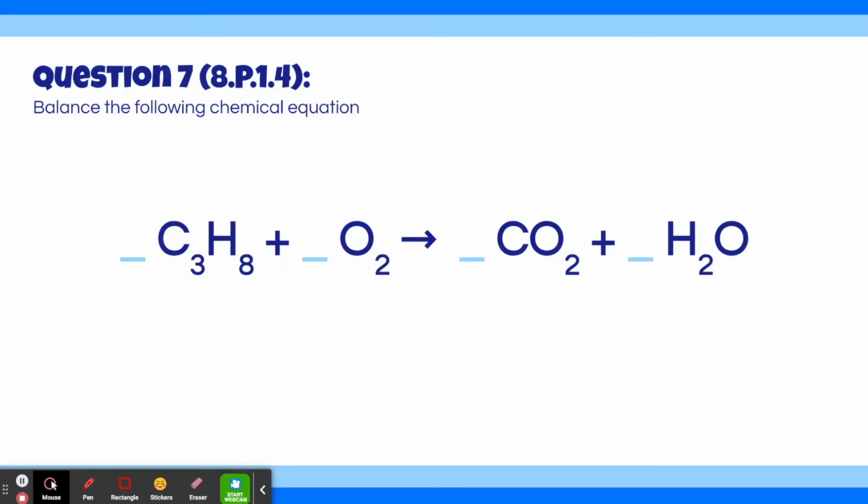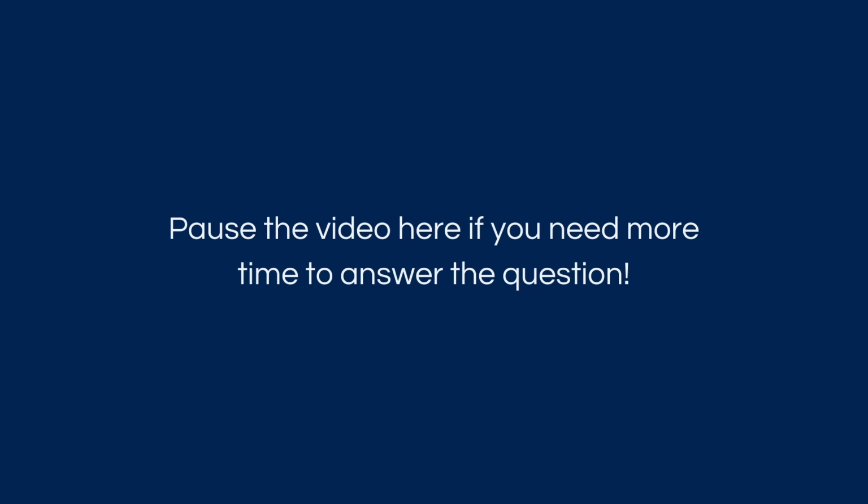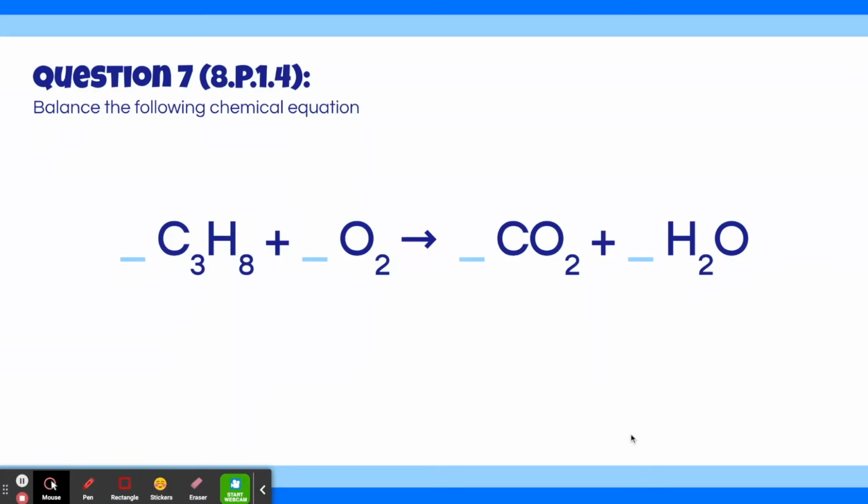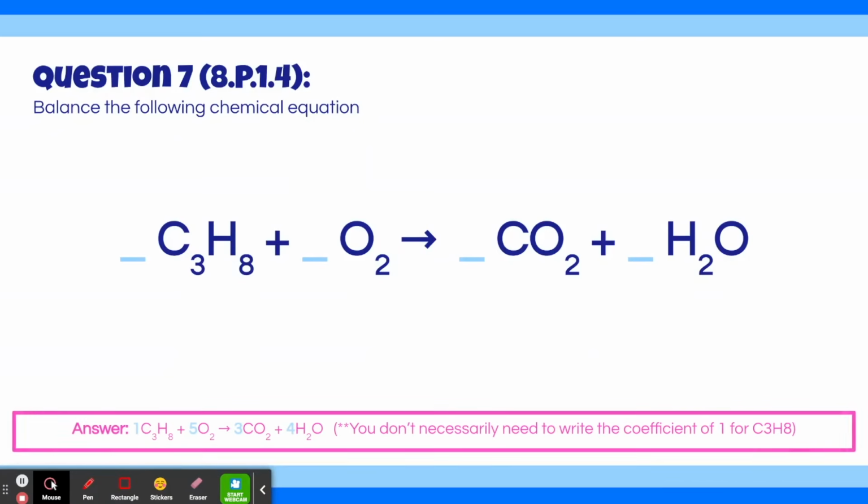Question 7. Balance the following chemical equation. Blank C3H8 plus blank O2 results in blank CO2 plus blank H2O. So the answer to this question is 1 C3H8 plus 5 O2 results in 3 CO2 plus 4 H2O. So if you got that right, go ahead and skip to the next timestamp. Otherwise, let's talk about how we balance this equation.